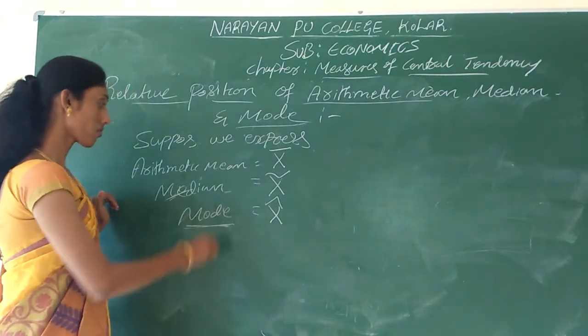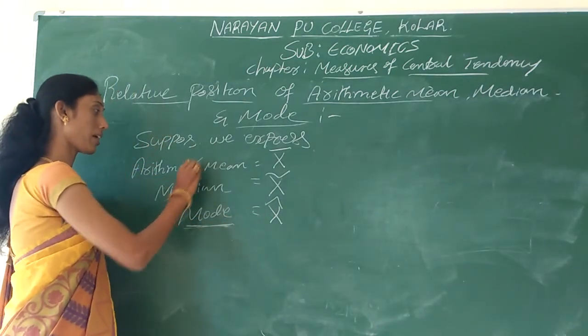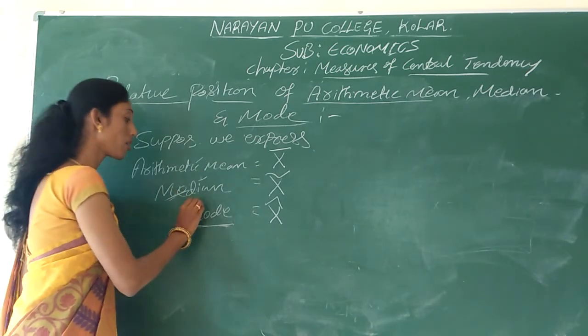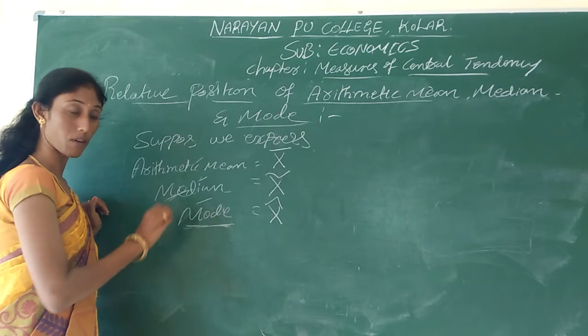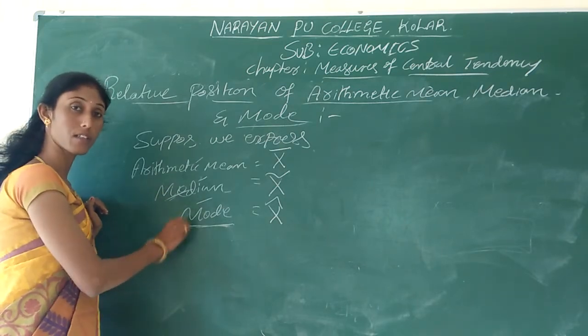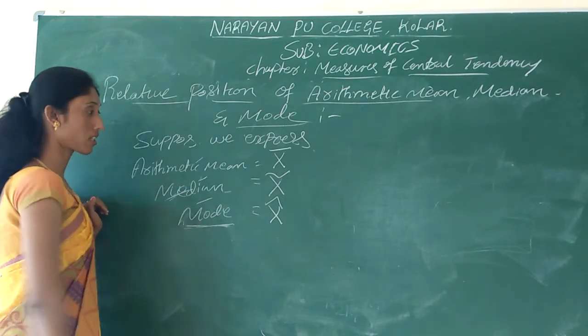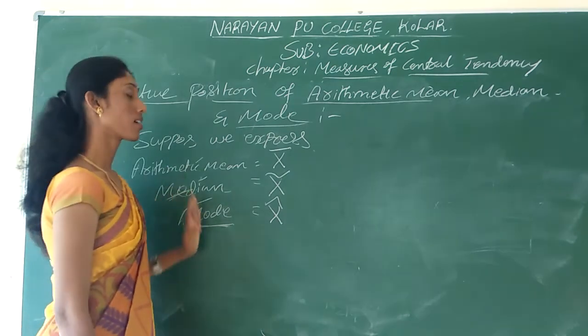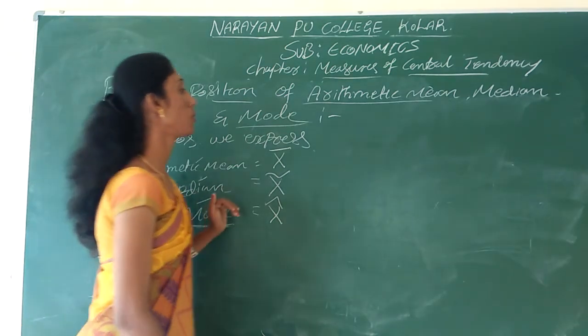Mean will be affected by extreme items. Mode won't be affected by extreme items. It will be appearing more number of times. Mode means appearing the most number of times. Got it? Then now we will discuss what will be the relative position of the mode.